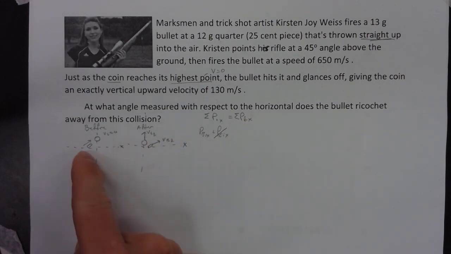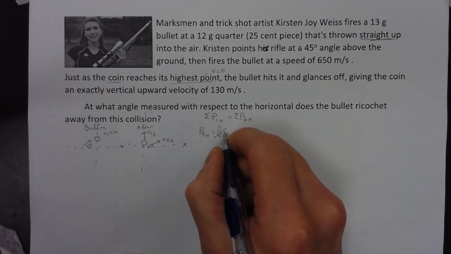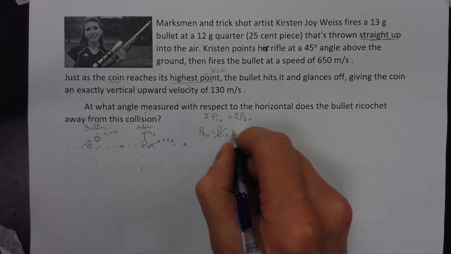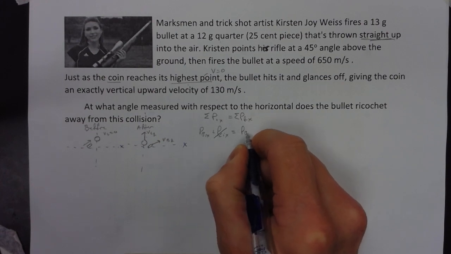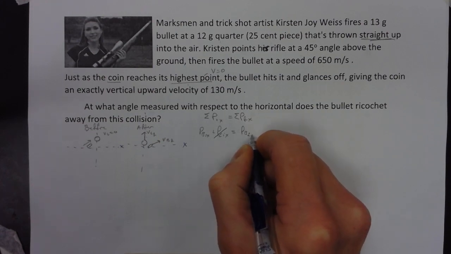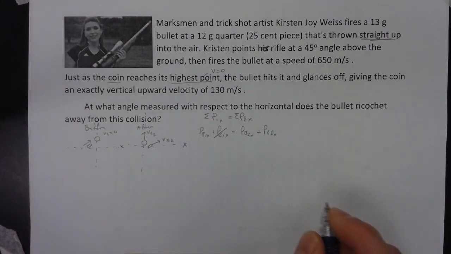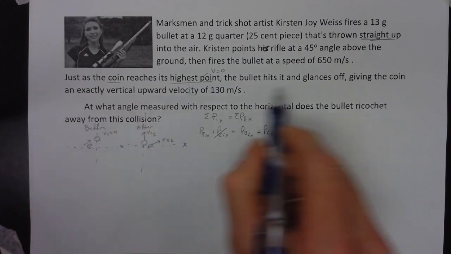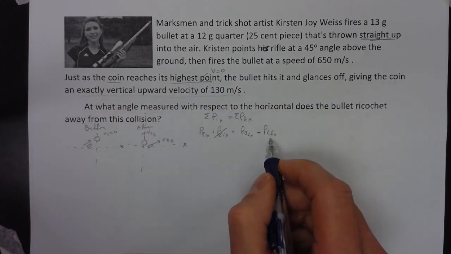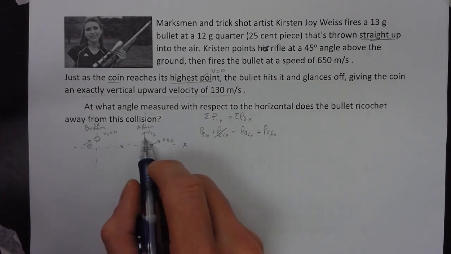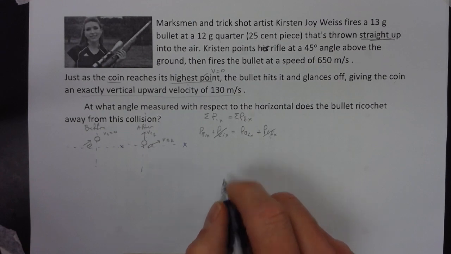But we know that the coin is 0 since it was straight up at its highest point. Its velocity is 0 and therefore its momentum is 0. Afterwards, we'll have the momentum of the bullet finally in the x direction and the momentum of the coin finally in the x direction. And again, from our reading, we know that the coin is going exactly vertically upward. It's not going to have any x afterwards either. So we know that's not going to be there afterwards.